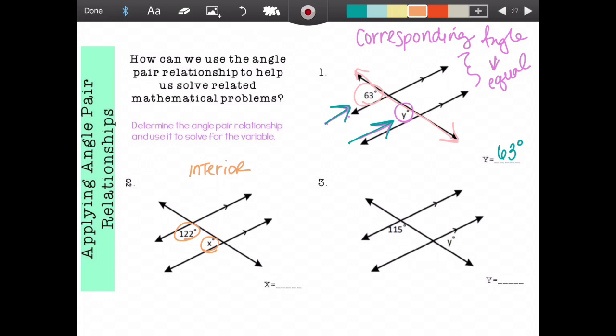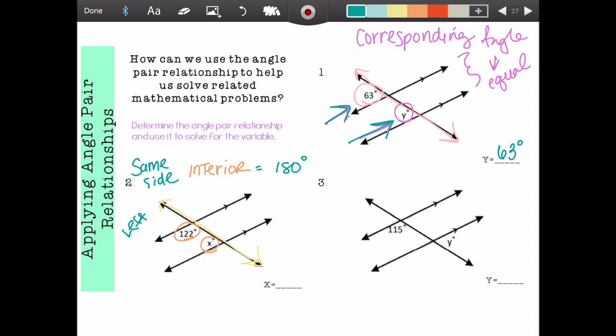The next thing I want to ask myself is, are they on the same side of the transversal or on opposite sides of the transversal? In this case, our transversal, again, is the line that cuts through. And I notice they're both on the left side here, so that makes them same side interior angles. Now again, we need to remember that same side interior angles means that if I add these two together, I'm going to get 180 degrees.